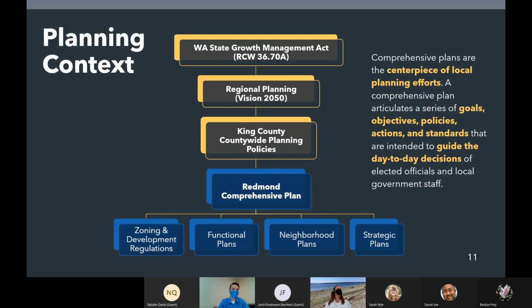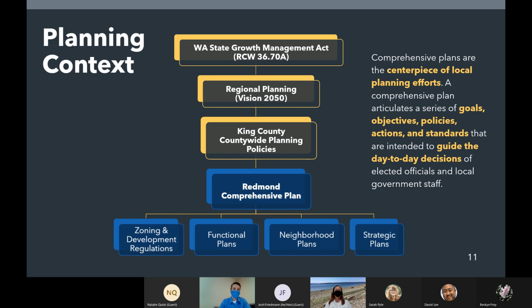And what you'll notice is that our community vision is informed by laws and policy mandates that come from higher levels of government. The state sets overall planning goals and requirements in the Growth Management Act. The region adopts a regional version of a comprehensive plan called Vision 2050, and King County adopts countywide planning policies that govern countywide planning matters. Redmond's plan must be consistent with all of these other documents.